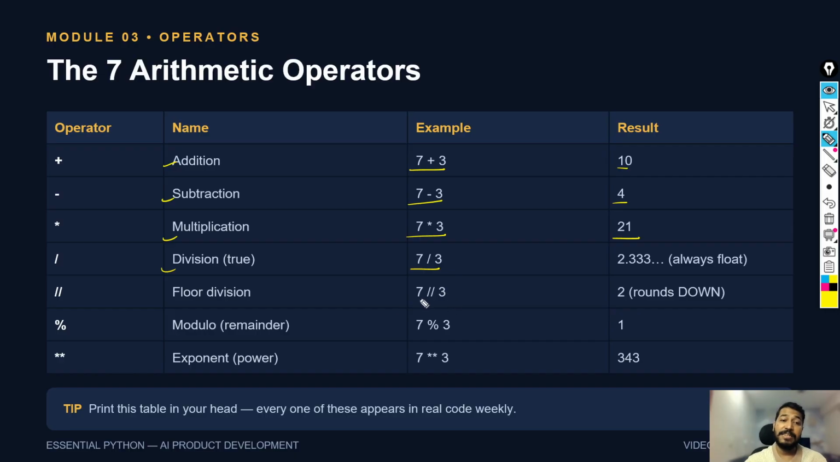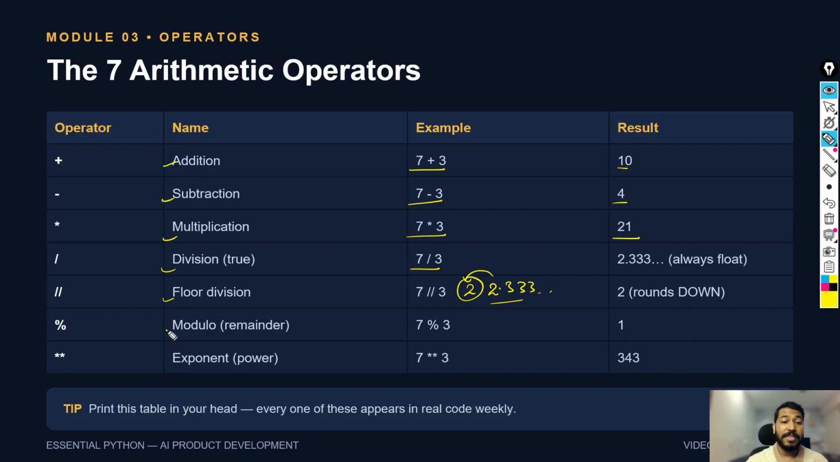Since it is floor division, it reaches the nearest floor value. Sorry, it is not 3.5. 7 divided by 3 will be around 2.33 something, right? And then it reaches the nearest whole number, so it will return 2. That is what it tells us as part of the floor division operation.